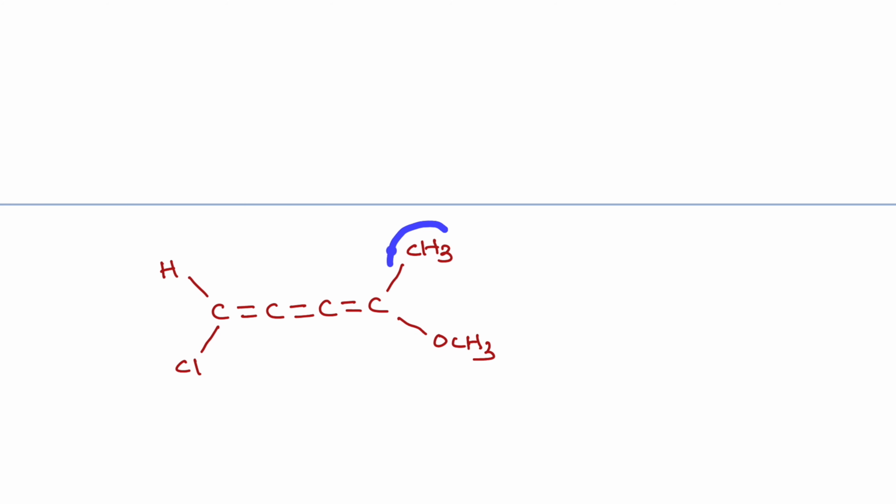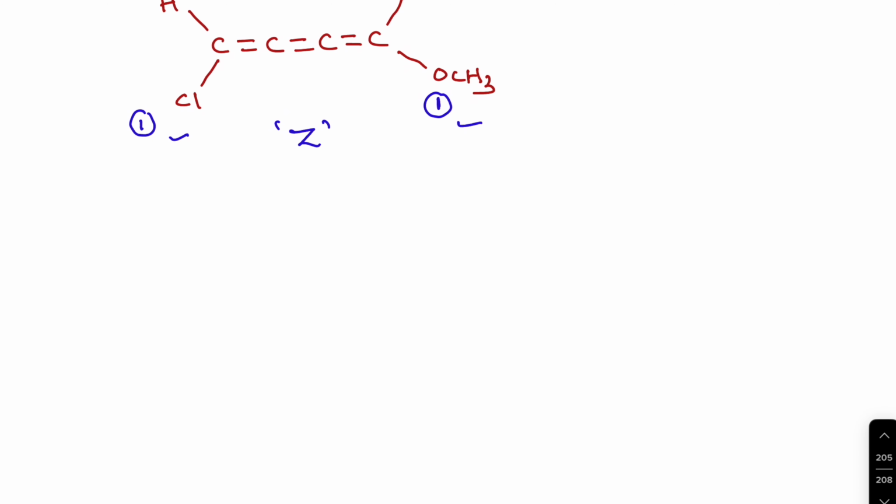Already clearly I explained. CH3, OCH3 different groups, hydrogen and chlorine different groups. So no common groups at the terminal carbons. We have to use EZ nomenclature. In case of EZ nomenclature, you have to use CIP rules. First priority, second priority, first priority and second priority. So here high priority groups are on the same side, therefore it is said to possess Z configuration.